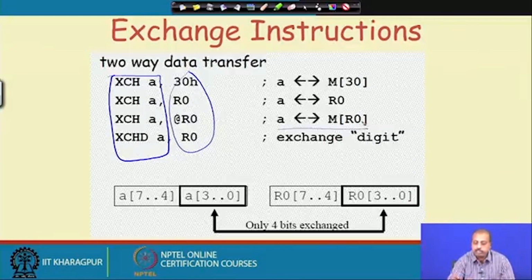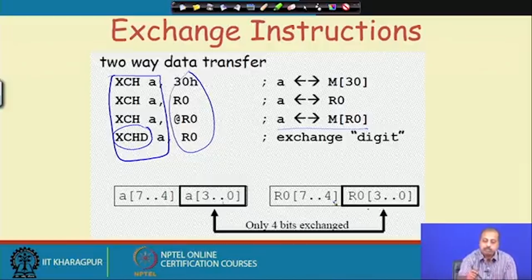A will be exchanged with the memory location pointed to by R0. There is a special version, XCHD, the exchange digit. Only 4 bits are exchanged: the lower order 4 bits will be exchanged between A and the location pointed to by R0. This is useful in many cases, particularly for operating system design. These exchange instructions are useful particularly when we are going to implement semaphore type synchronization primitives.